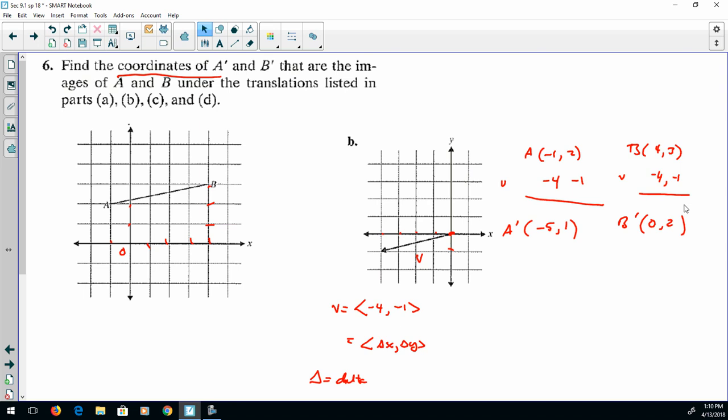Look at the change in the coordinates on the vector. From here to here, it's -4 in the X direction and -1 in the Y direction.